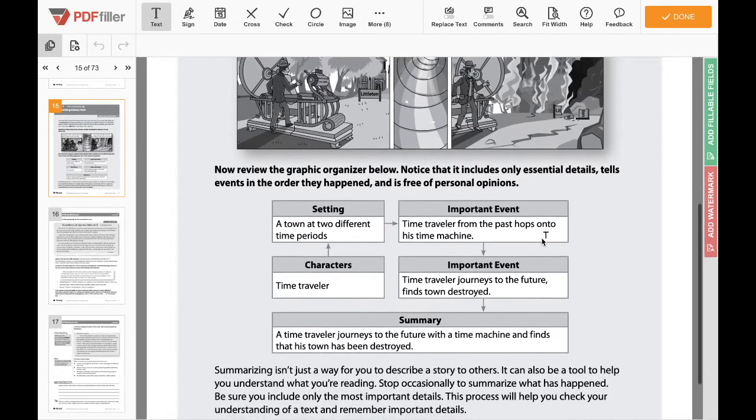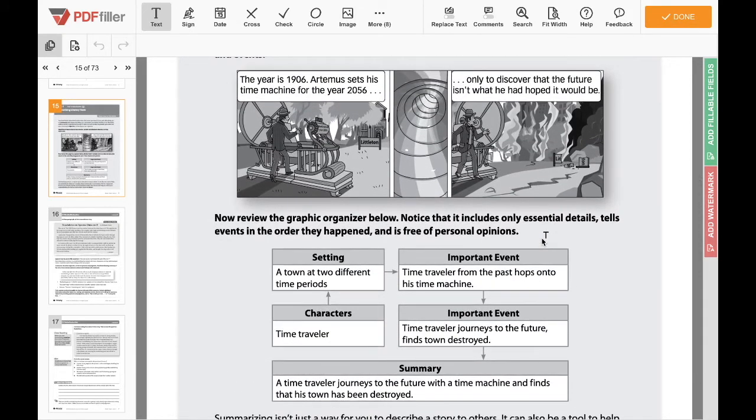So it says, now review the graphic organizer below. Notice that it only includes essential details, tells events in the order that they happened, and is free of personal opinions. So the characters, there's a time traveler. The setting, we have a town of two different time periods, 1906 and 2056. So in the first event, he hops into the time machine, he comes to the future, and he finds that the town is destroyed.